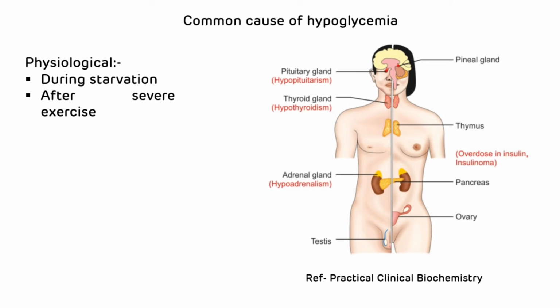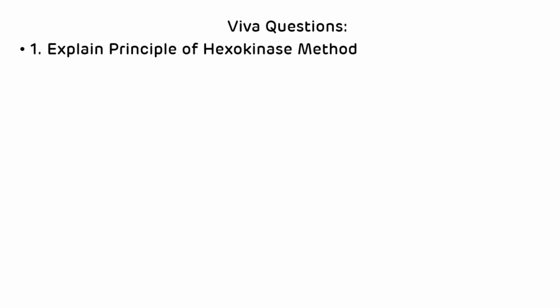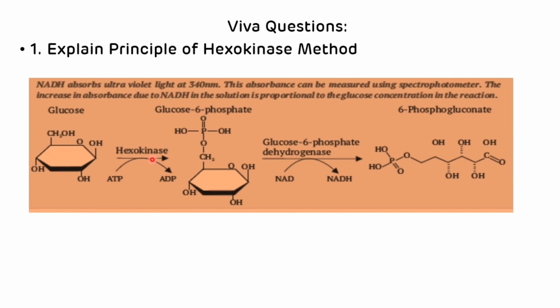Now let's see the VIVA questions. The first question is explain the principle of the hexokinase method. The hexokinase method principle is that hexokinase converts glucose into glucose 6-phosphate, and this glucose 6-phosphate is oxidized to 6-phosphogluconate by glucose 6-phosphate dehydrogenase, which leads to the synthesis of NADH. And we have to measure the absorbance of this NADH at 340 nanometer wavelength.